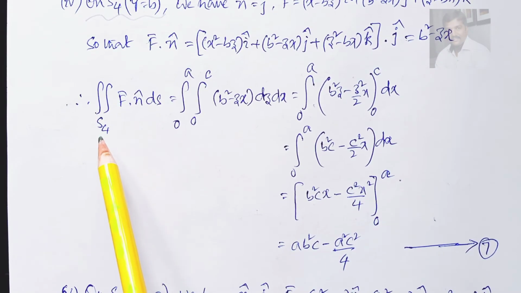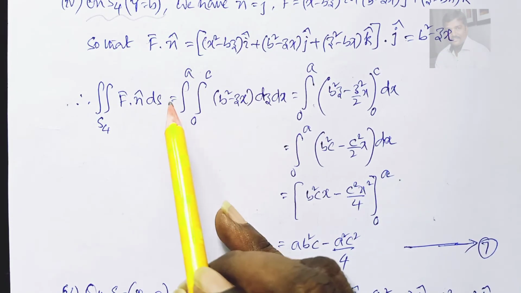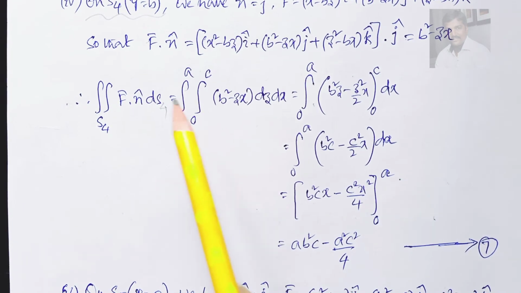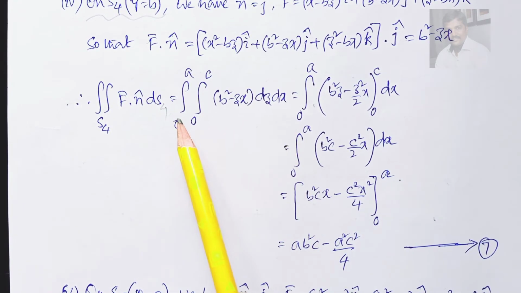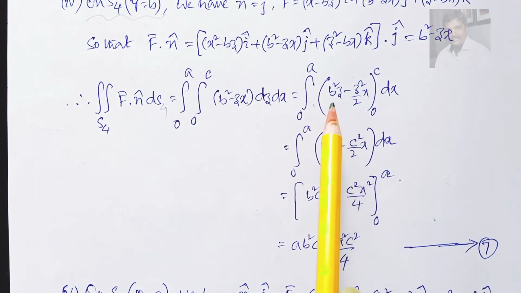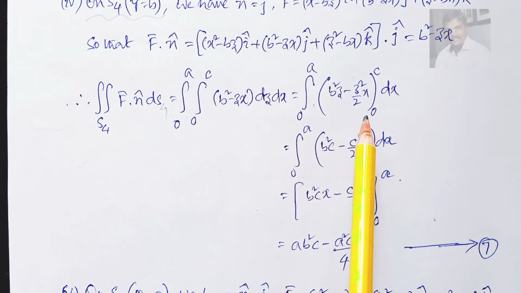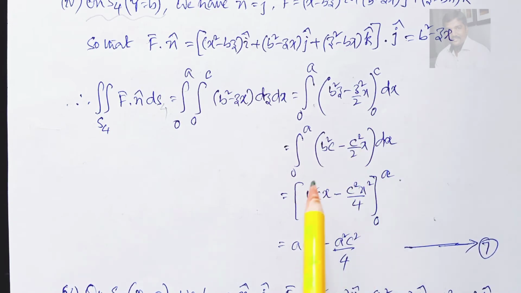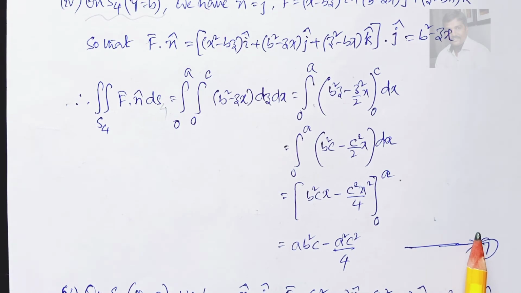Therefore, the double integral over S4 of F bar dot n cap dS4. Here it is dz dx, so take the x and z limits 0 to a, 0 to c. First, integrating with respect to z, b square z minus z square by 2 times x from 0 to c. So b square c minus c square by 2 x dx. Next, integration with respect to x, b square c x minus c square x square by 4 from 0 to a. By substituting in this, a b square c minus a square c square by 4. That is equation number 7.